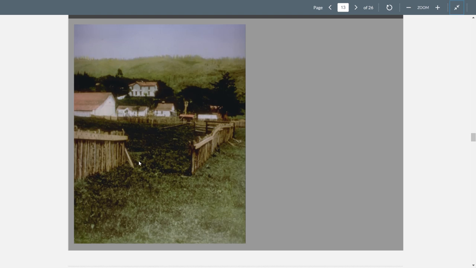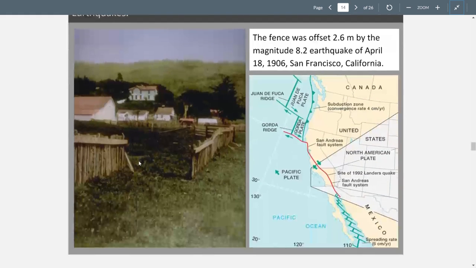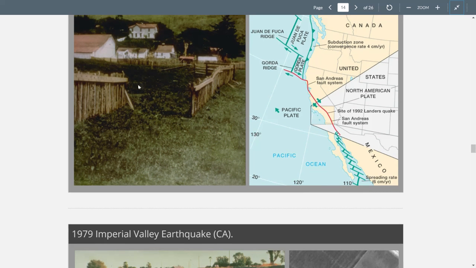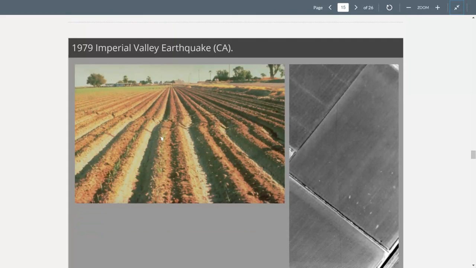Wow, this is an older photo that shows you the results of earthquakes over time. This fence was offset by 2.6 meters in a very large magnitude earthquake in 1906 in San Francisco, California. That's a very obvious and a very radical example.